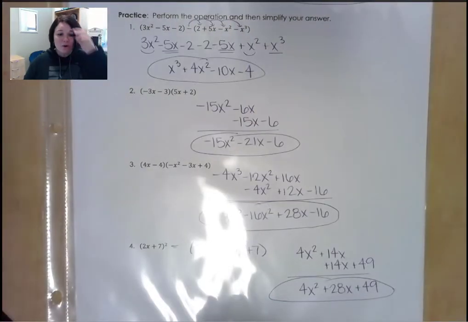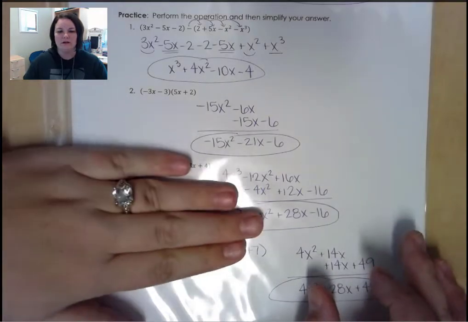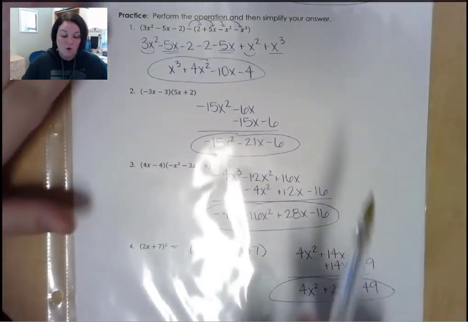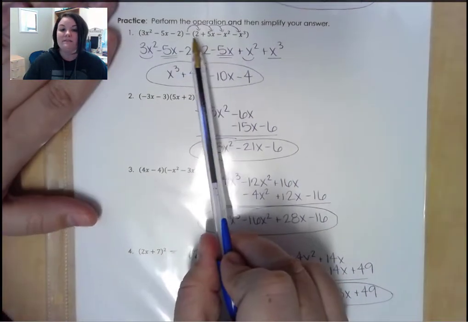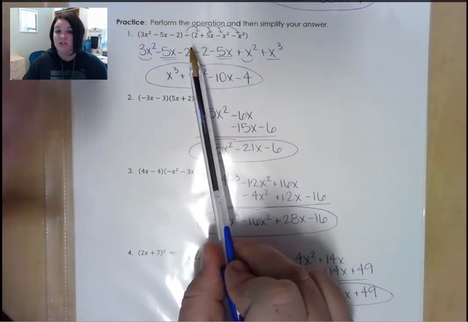All right, so we're going to go ahead and go over these, and I'm sorry my paper kind of has some glare on it. I'll see if I can fix that. So on number 1, all we're doing is subtracting. We're not actually multiplying. We're just subtracting.